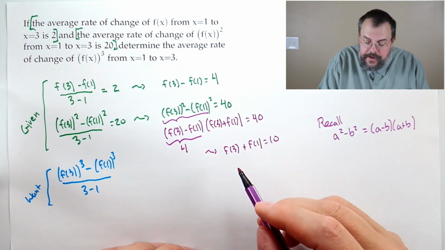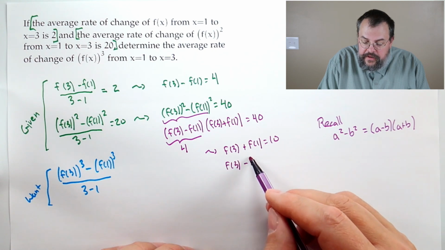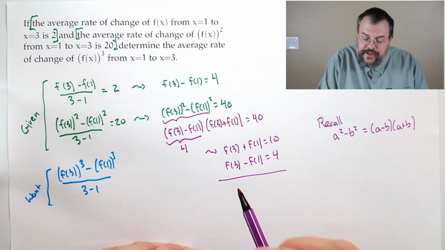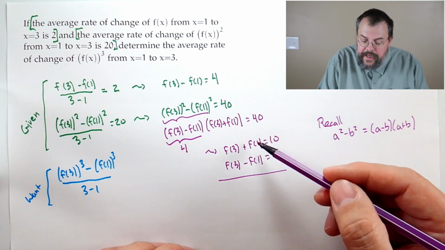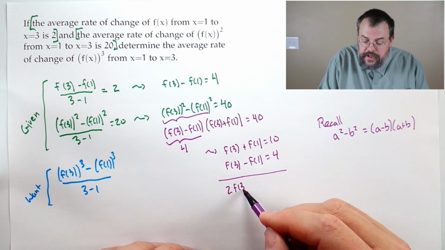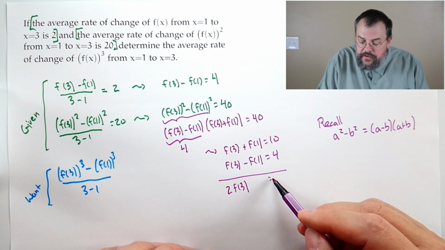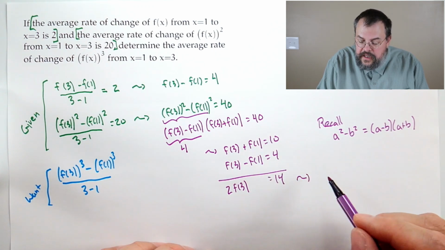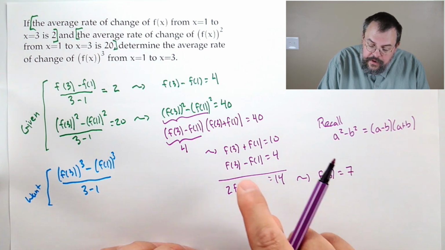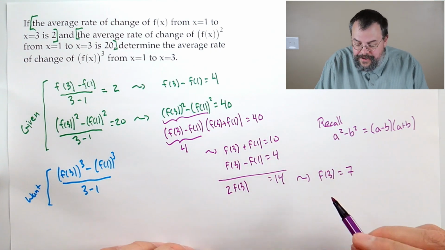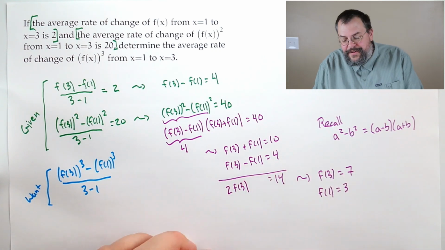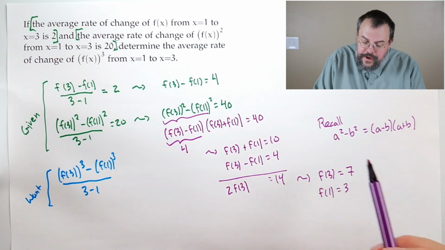Now let's rewrite that one. F of 3 minus f of 1 is 4. Well, let's combine. And I'll just add these up, because I can see when I add, the f of 1's cancel out. So add 2 times f of 3, cancel, equals 14, which tells us that f of 3 is equal to 7. And now I can say, well, 7 plus what gives me 10? Well, the answer is 3. And you can also check, 7 minus what gives me 4? The answer is still 3. So we say, aha, look, we're done.